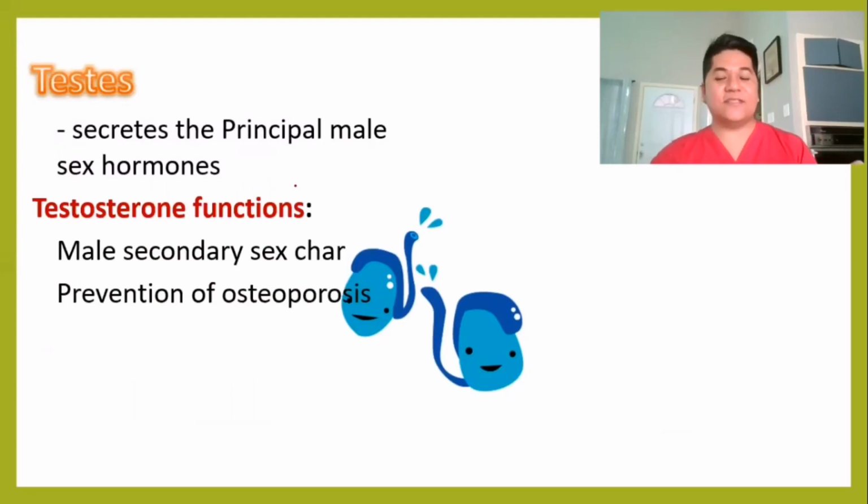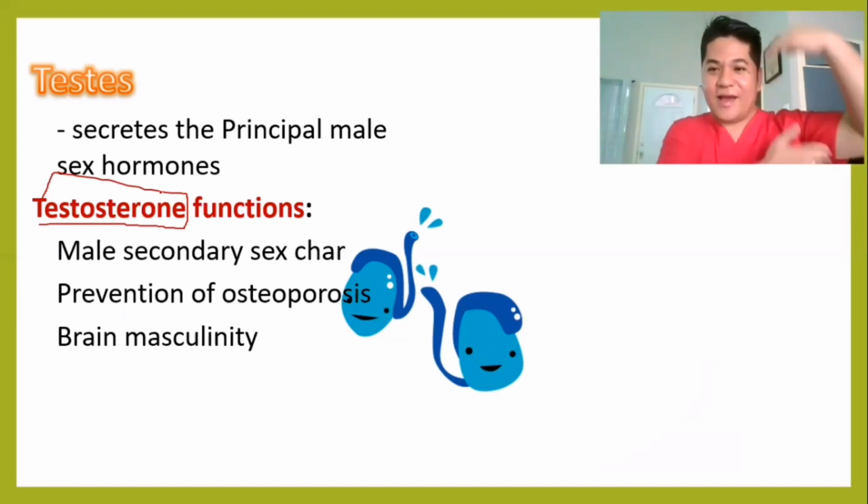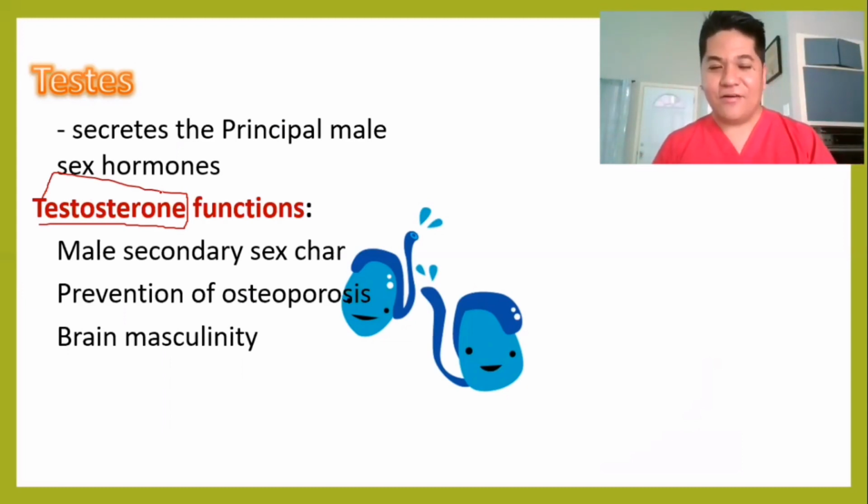Okay, moving on to the testes. Now, the testes secrete the principal male sex hormone called testosterone. The function of this is, of course, as a male, it will target the male secondary sexual characteristics, such as deepening of the voice, axillary hair, and you're going to be more masculine. Okay, so that's it. Prevention of osteoporosis as well, and bringing masculinity.